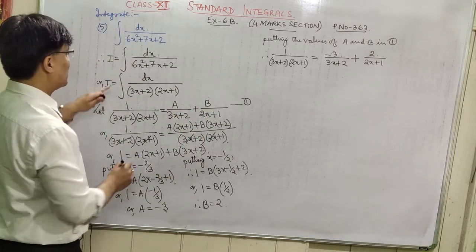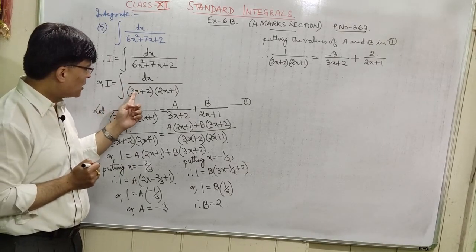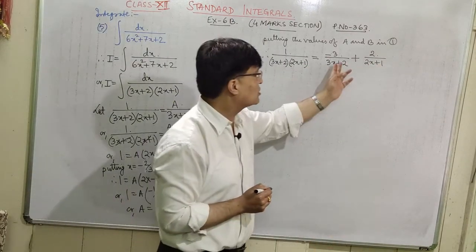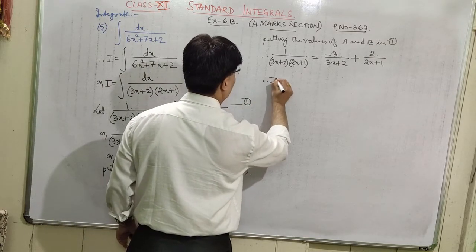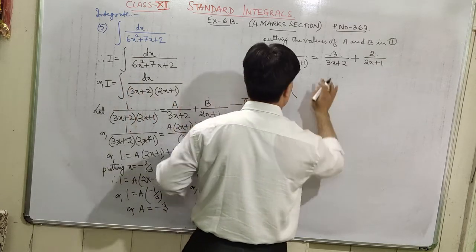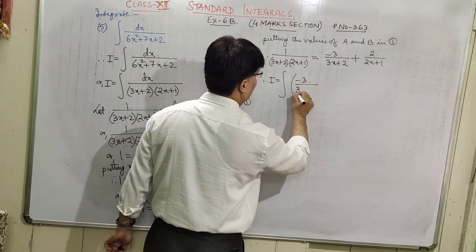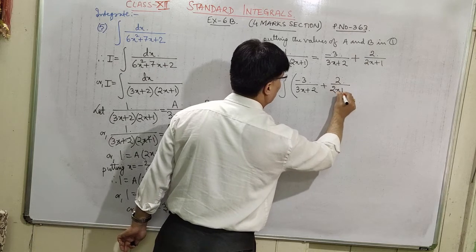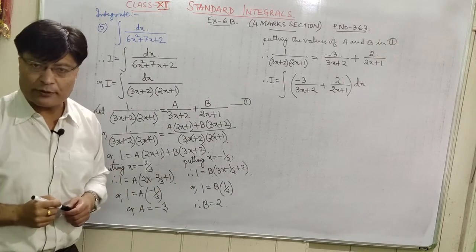So let us put these values in I. Now, instead of this expression 1 upon 3x plus 2 into 2x plus 1, you have to write down this partial fraction. This is known as what? Partial fraction. So what is I now? Therefore I is equal to integration of, within bracket, this fraction written in terms of this partial fraction. So it is minus 3 divided by 3x plus 2 plus 2 divided by 2x plus 1, bracket closed, dx. So I think you have understood it.